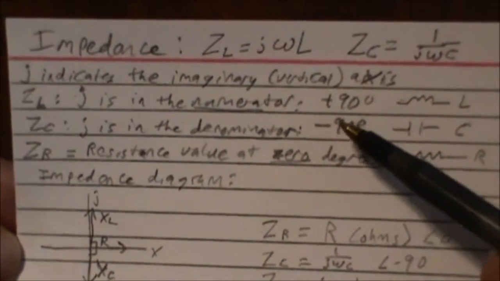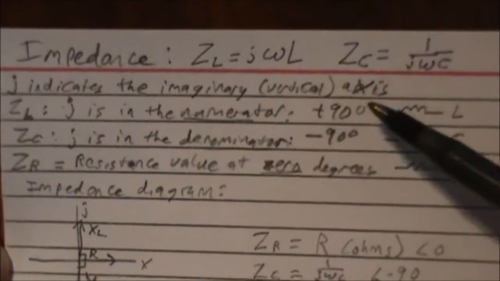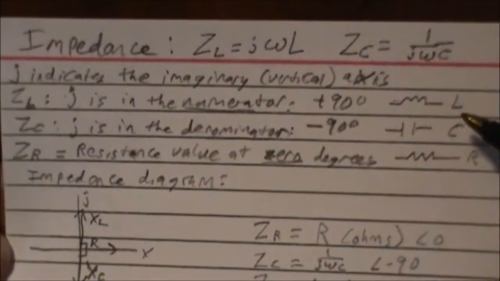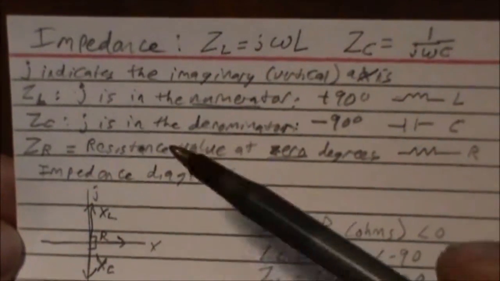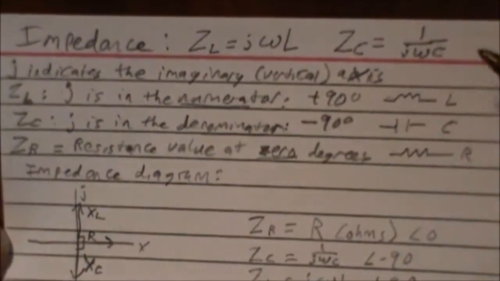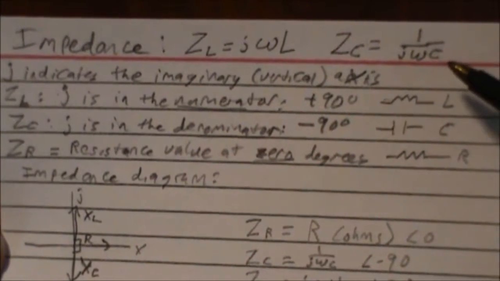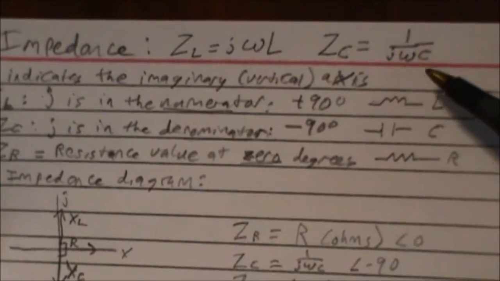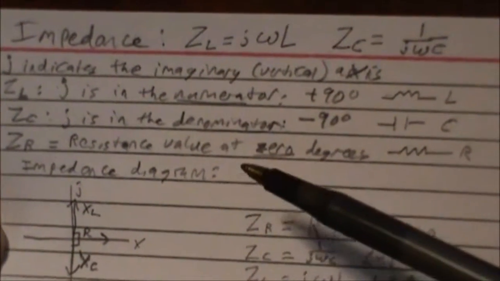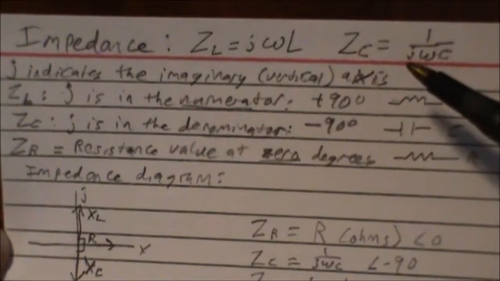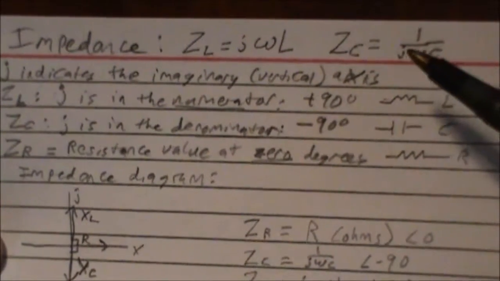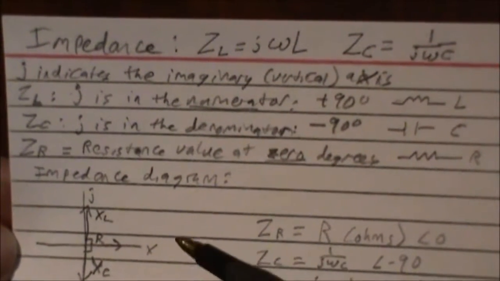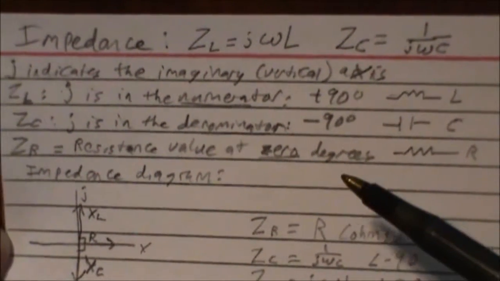So when the j value is in the numerator, then the angle is going to be plus 90 degrees for L, your inductor. For Z sub C, j is in the denominator because it's 1 over j omega C. It's the reciprocal of j omega C, which means 1 divided by. So it's going to be negative 90 degrees because the j is down here in the denominator of our fraction. And then Z sub R is just the resistance value at 0 degrees.